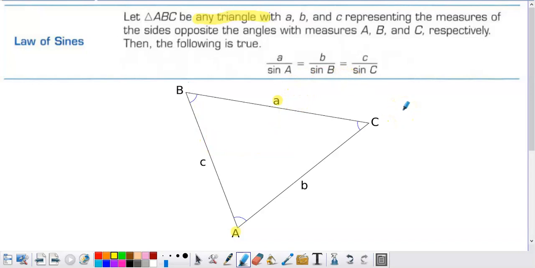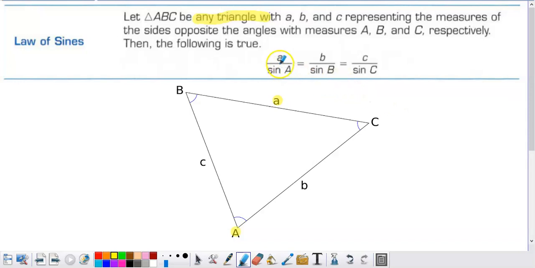Now, this is a three-part equation, and depending on your textbook, your teacher, or your professor, you might see an alternate version of this than what I'm showing. You might have the sines in the numerators and the sides in the denominators. So there are multiple versions of this. I'm just showing you the one that the textbook my current class is working out of has within it.